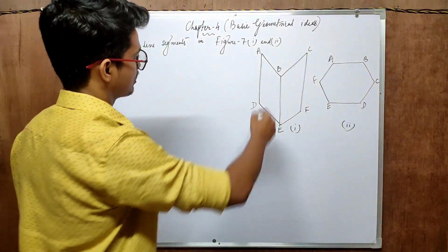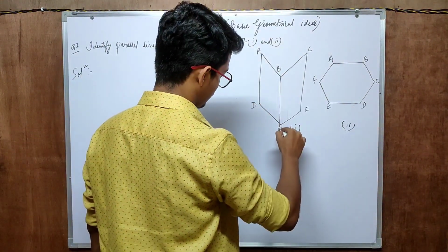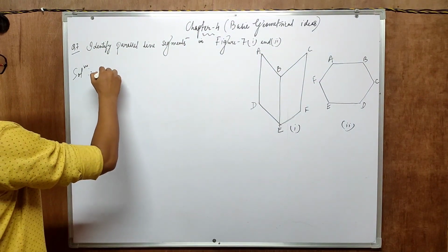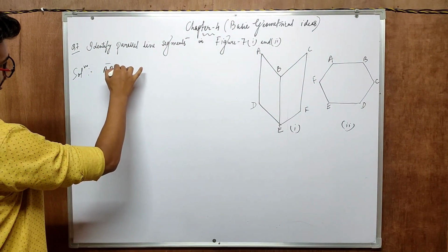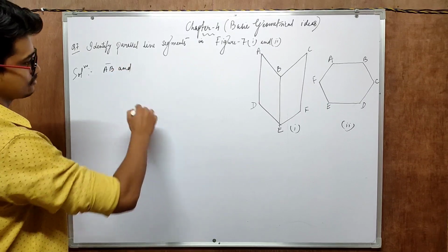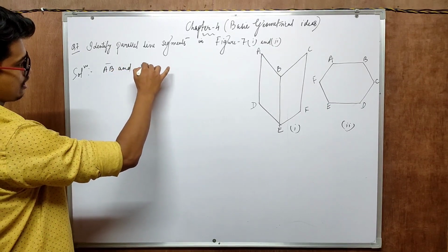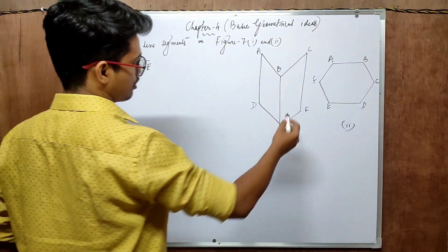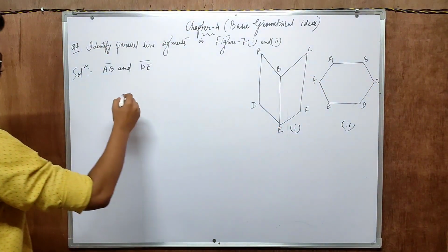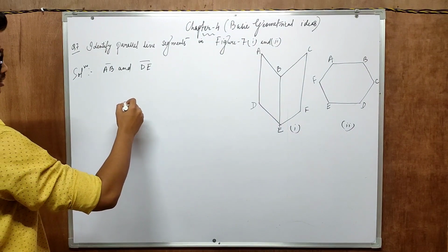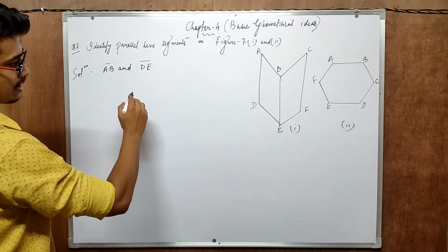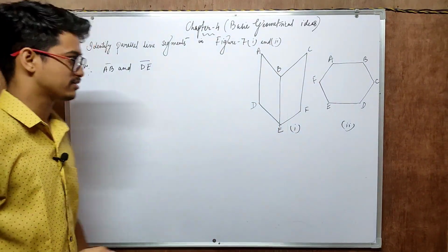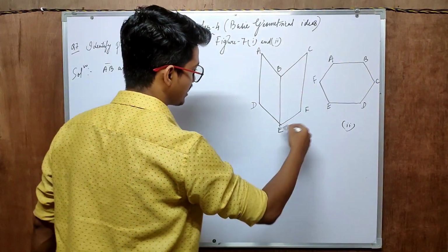You just see AD and BE. AD and BE both are parallel lines. So here AB and DE are the first pair of parallel lines. Sorry, AB and DE are the first pair, and next one will be BC and EF.